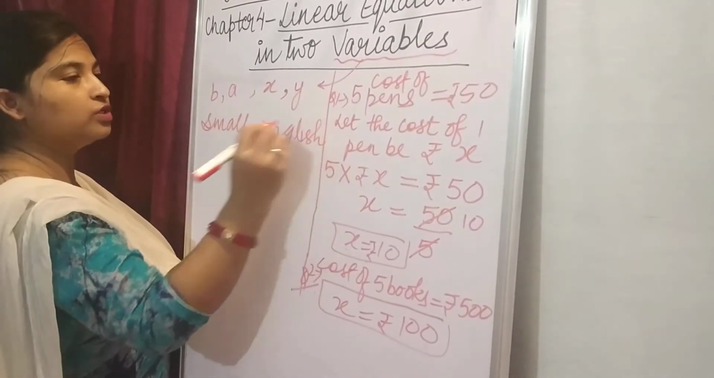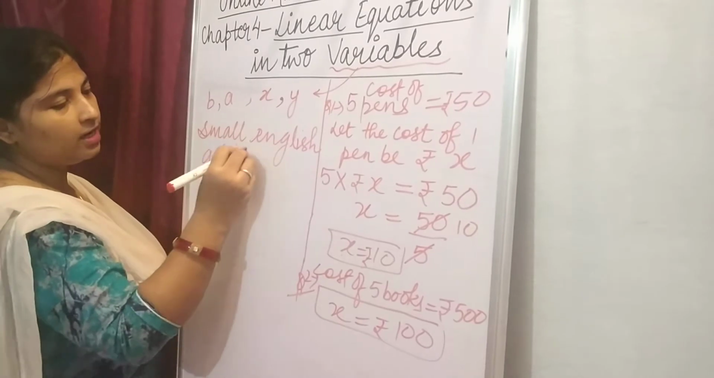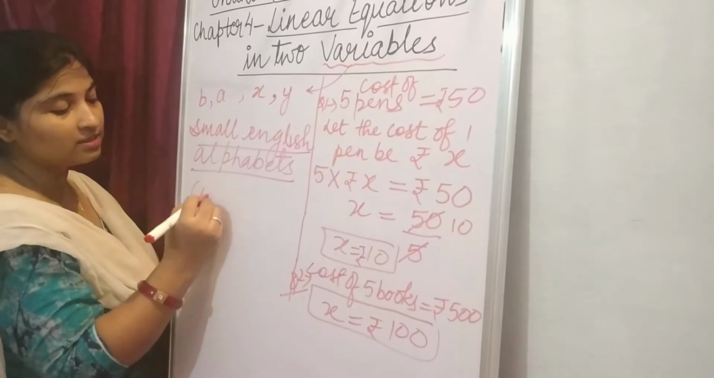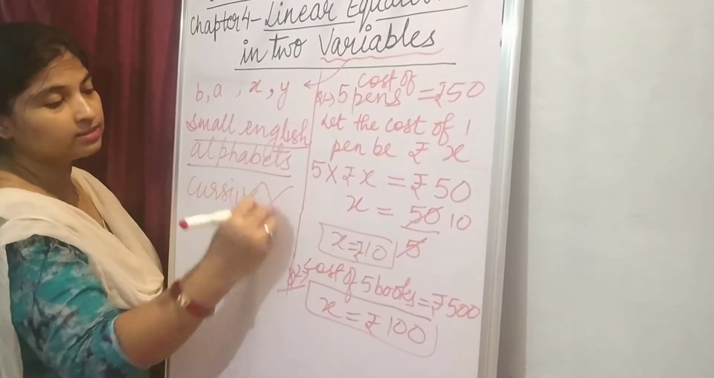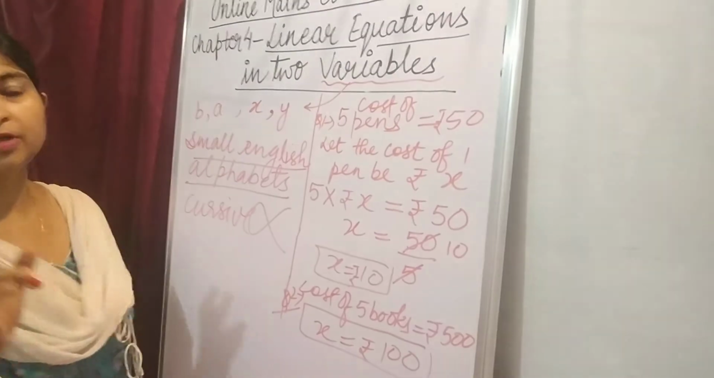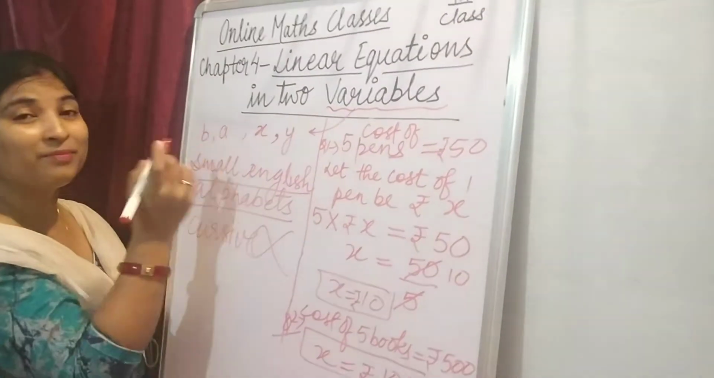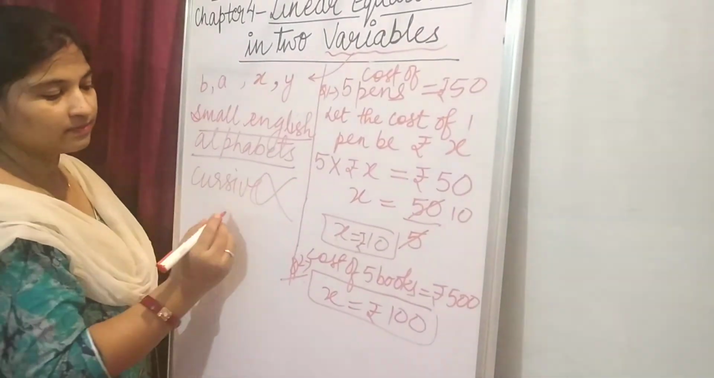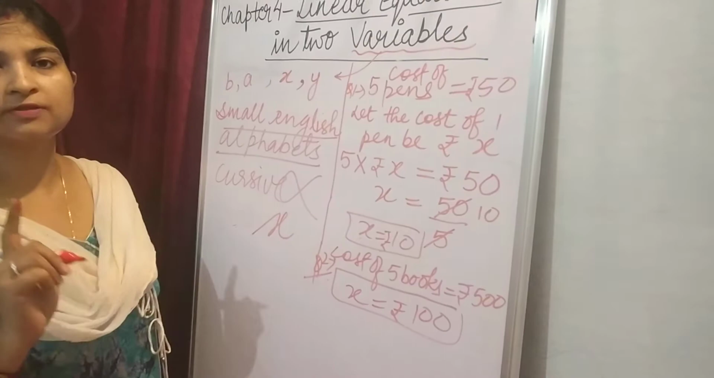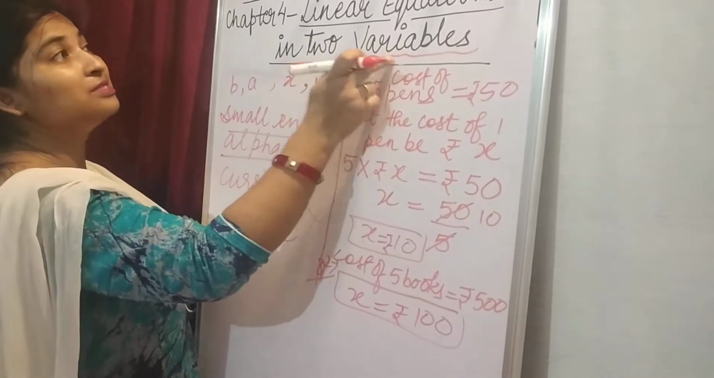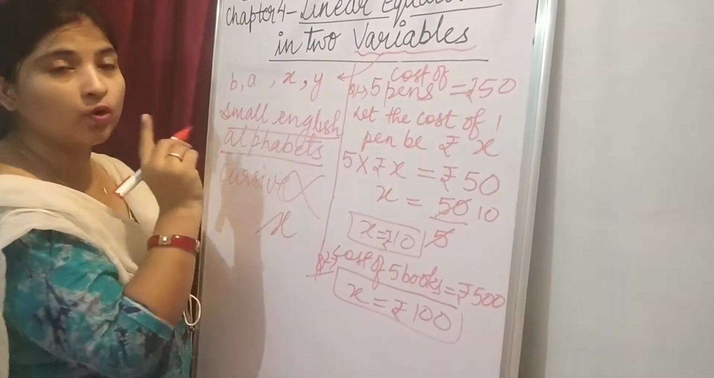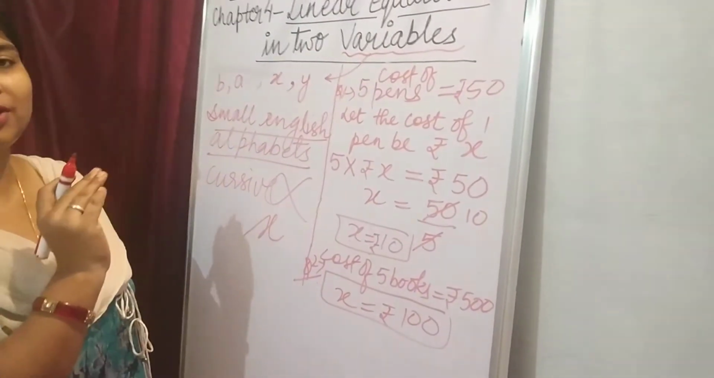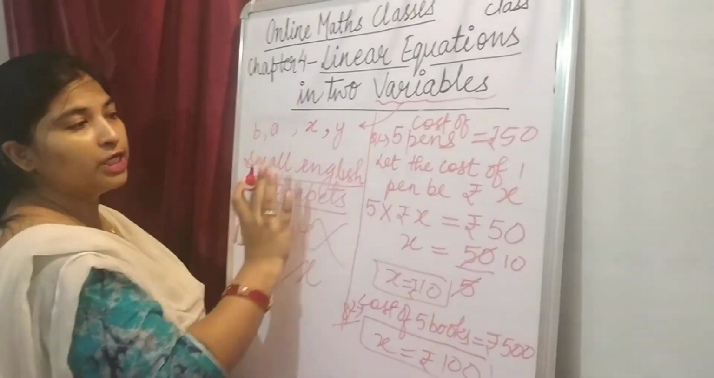Many students are using cursive small alphabets. Remember that cursive is not allowed in mathematics. Whenever you are going for variables, you are not supposed to use cursive a. Many students I have seen make a like this, x like this. No, you are not supposed to do this. Why? Because whenever we are talking about variables in maths, you are supposed to use only small English alphabets, nothing else. You are not supposed to use cursive English. Okay, so this is your meaning of variable.